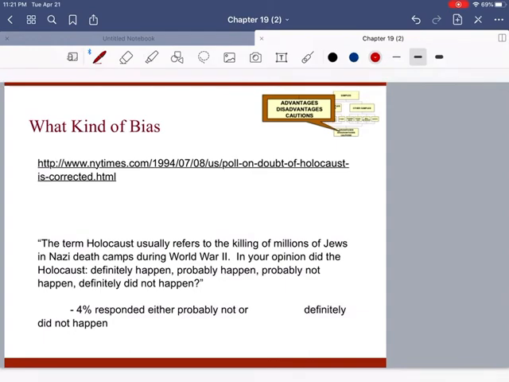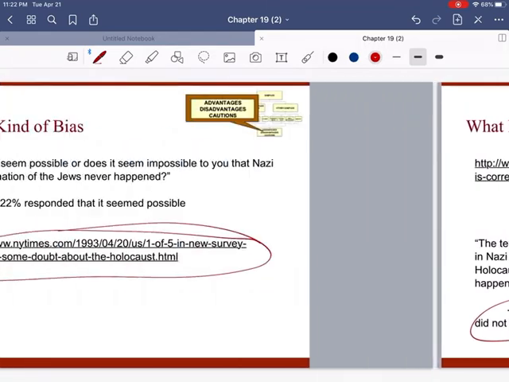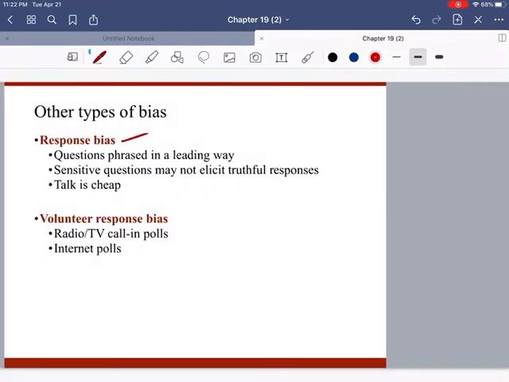So another way they could phrase that question is to explain what it is they're talking about. The term Holocaust usually refers to the killing of millions of Jews in Nazi death camps during World War II. In your opinion, did the Holocaust definitely happen, probably not happen, or definitely did not happen? We've got 4% of these conspiracy theorist people out there saying it probably did not or did not happen. And then everybody else says, yeah, it happened. We've learned about it. We've seen evidence of it. We know that it happened. And that shows an example of response bias where the questions are phrased in a leading or confusing way.